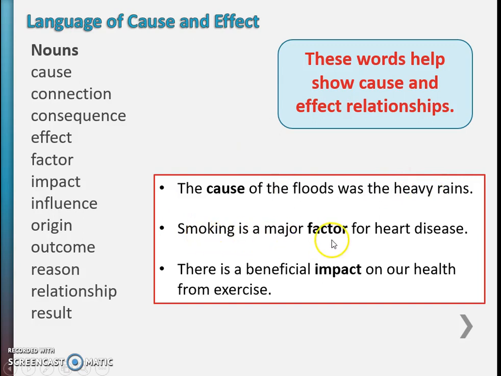Smoking is a major factor for heart disease. Sometimes it's easier to think about what the final effect was. And if the final effect is heart disease, we can ask ourselves, what caused it? Smoking. Smoking causes heart disease. Does that make sense? Then you've got it. Let's look at another example.